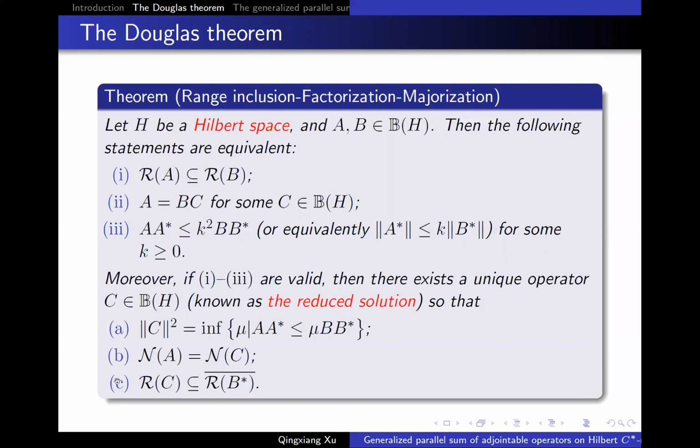Okay, so most relevant to my talk is the last item, which means that the reduced solution will satisfy this one and this one. So we use these two conditions to make some generalization to the context of Hilbert modules.